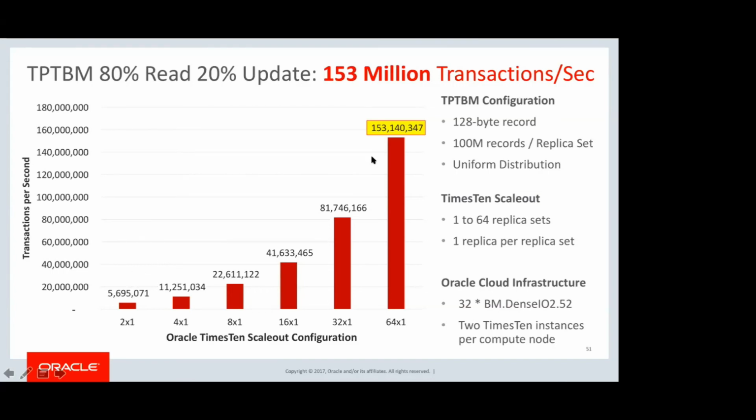So here's a different benchmark. This is doing 153 million ACID transactions per second. We're doing 20% updates, so we need to deal with redo and undo. So we need to do disk IO. This is using 64 machines, so that's about 2.5 racks of machines.